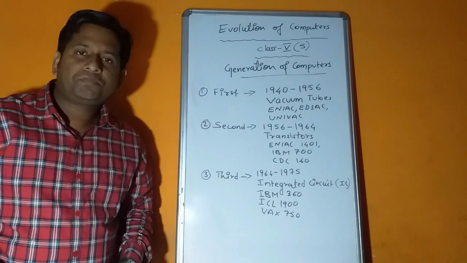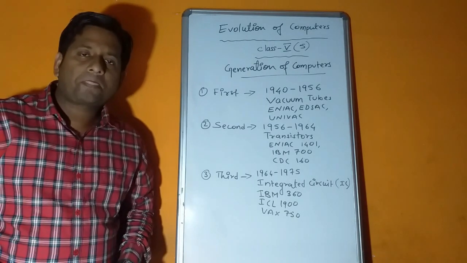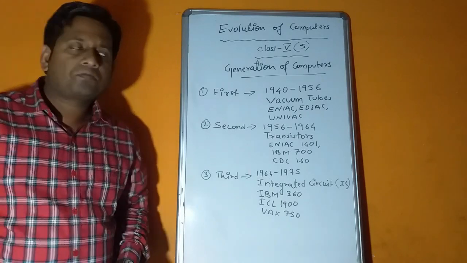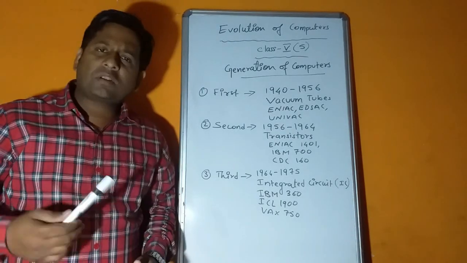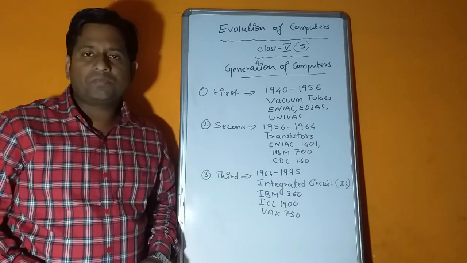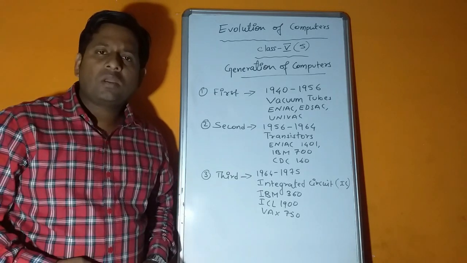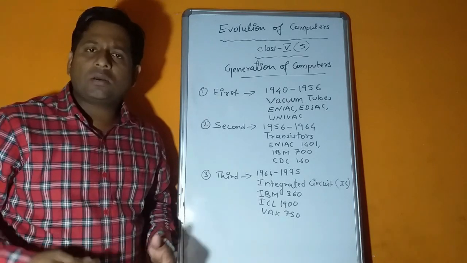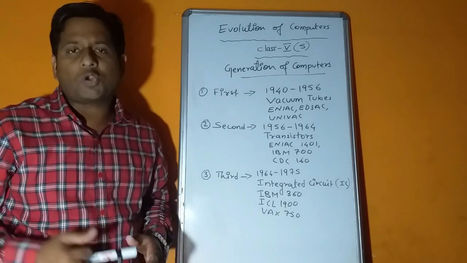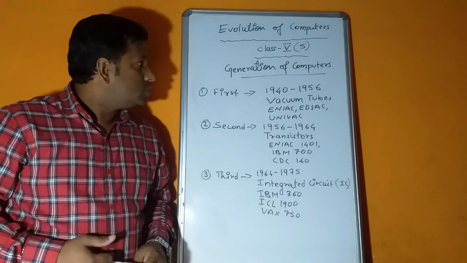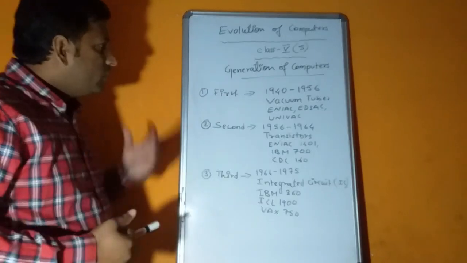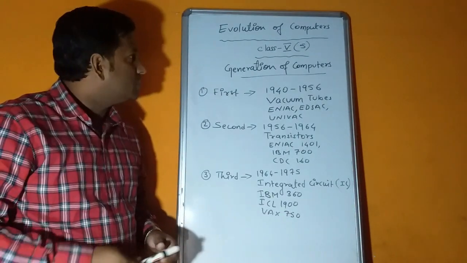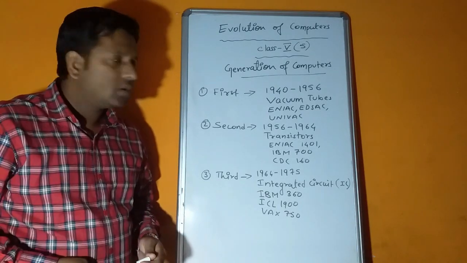Good morning, children. In the last class, I explained different types of computers, the categorization of computers, how computers were invented day after day, and finally how we got the proper general purpose electronic computer. Today we'll learn some more about the same chapter, evolution of computer.